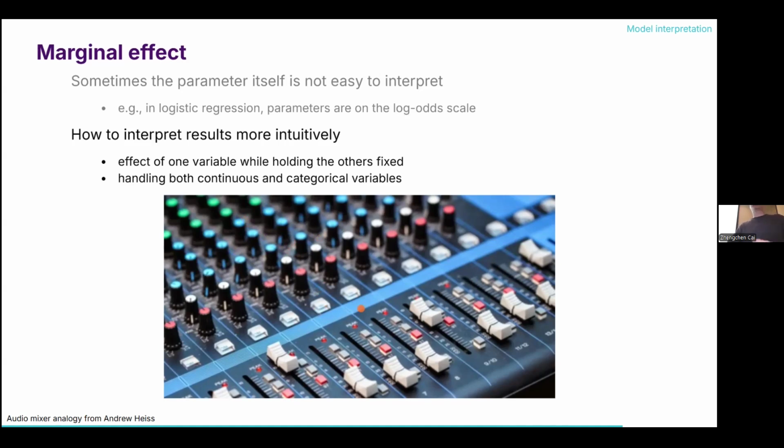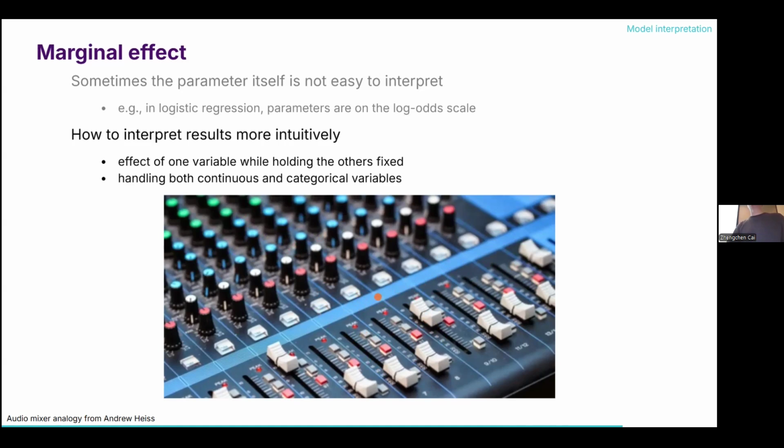It's like you have a mixer here. Some are continuous variables. You can tune one of them, but fix all the others, and then you check how the sound sounds. Or you keep all the others fixed, and you change the dial, which is a categorical variable that has several levels.